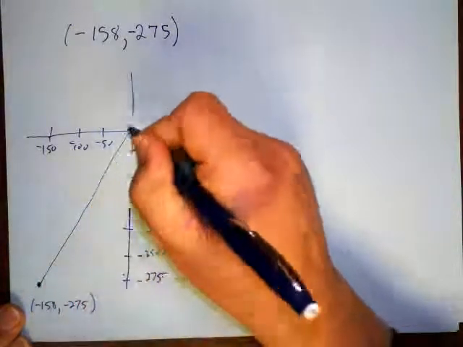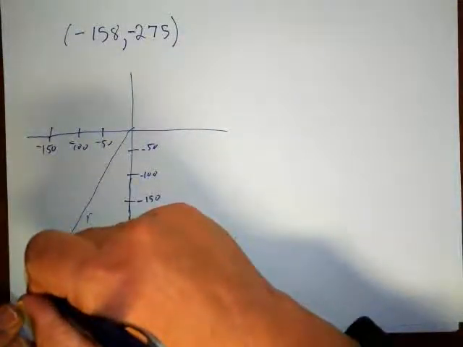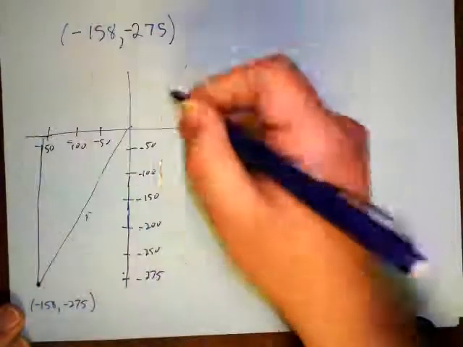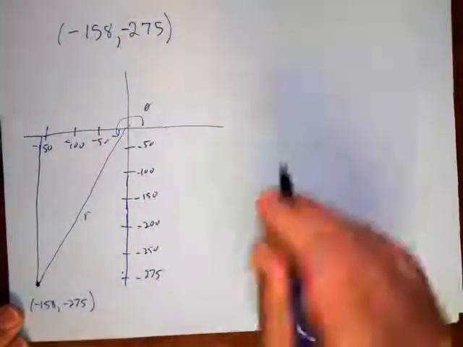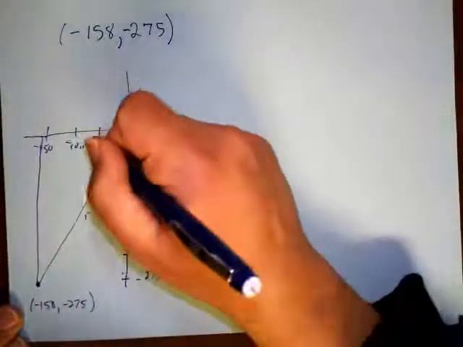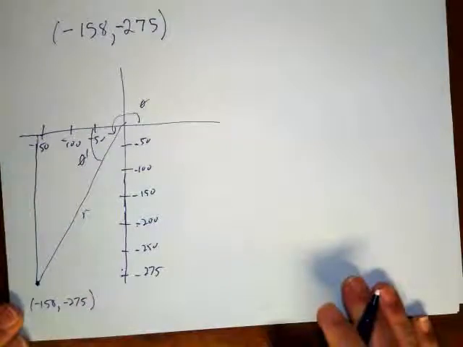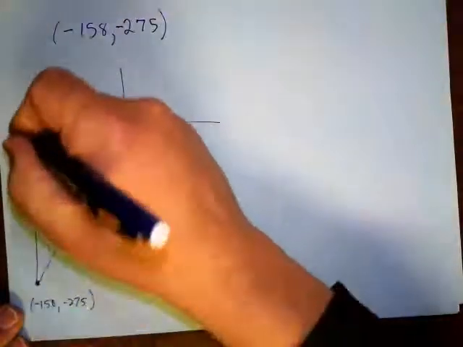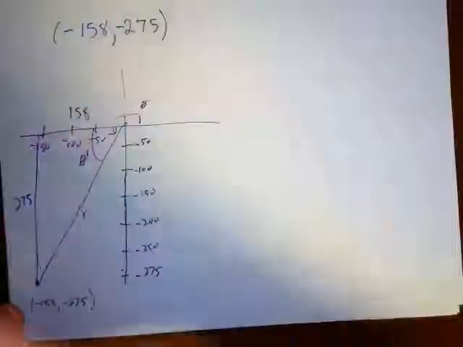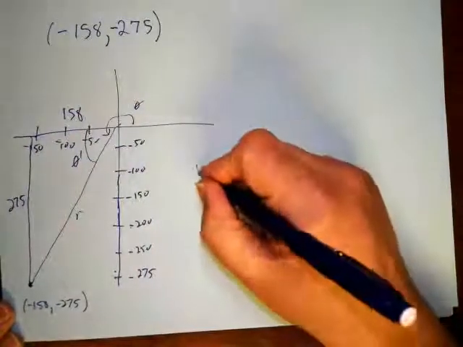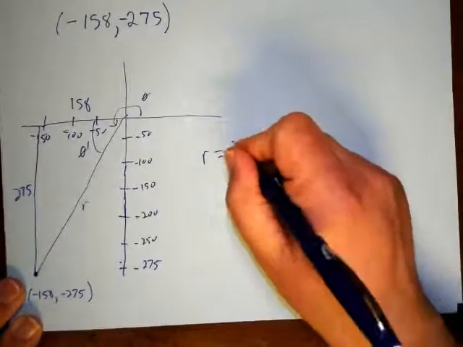And so what we want is this r, right? And we're going to want this theta here, right? Okay, so I'll let this angle here be my theta prime. And then this big long side is 275 and this side is 158. I'm just going to ignore the negatives here. And so that's why I would draw the triangle out.